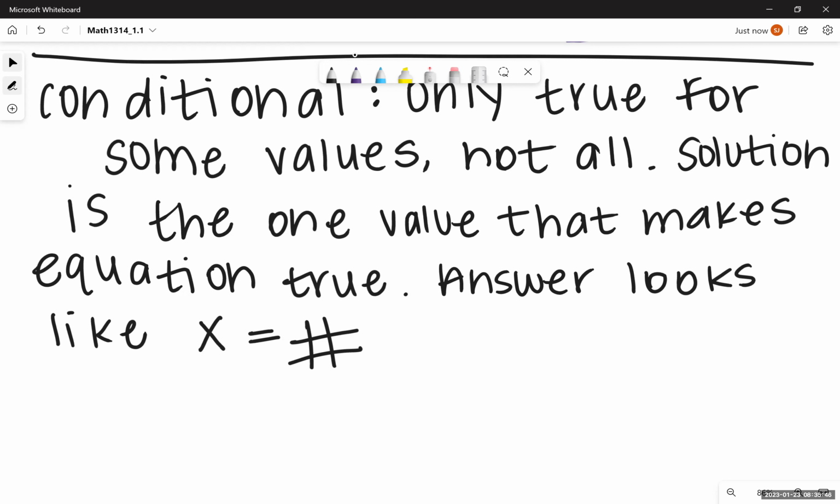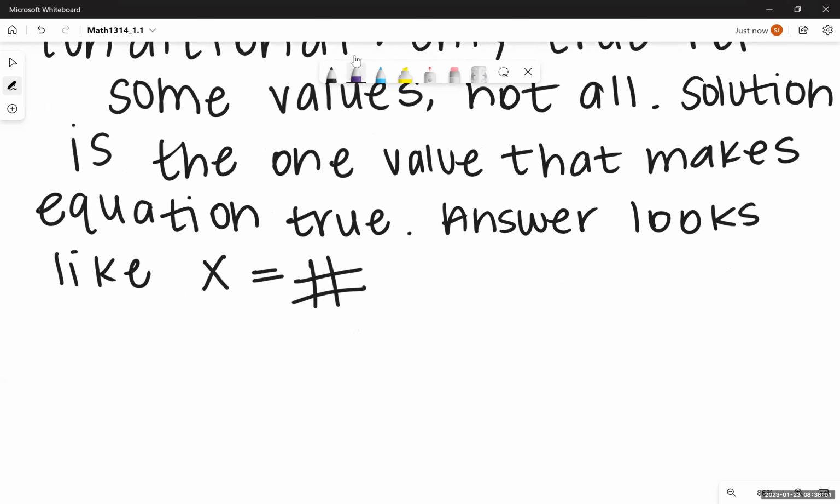So if you get X equals a number, that equation is only true for that number. The solution set is whatever that number is. And the answer looks like X equals a number. Okay, and then we did a little example, and what we took was just 2x equals 4. I told y'all to solve for x.